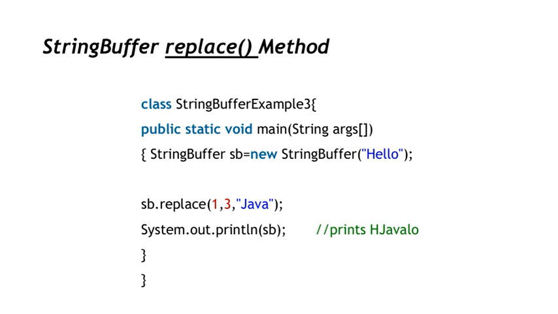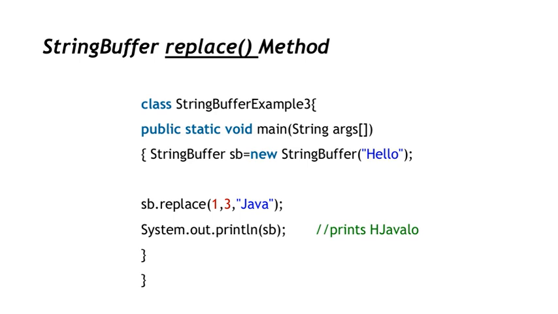All right, let's take a closer look at the StringBuffer replace method. In this example, we've created a class called StringBufferExample3 with a main method. Inside, we initialize a StringBuffer object called sb with the word hello. Now, the key part here is the replace method. It takes three parameters: the start index, the end index, and the string to replace with. In our case, we're replacing characters from index 1 to 3 with the word Java. Remember, the replace method is inclusive of the start index but exclusive of the end index, so it replaces characters at positions 1 and 2.